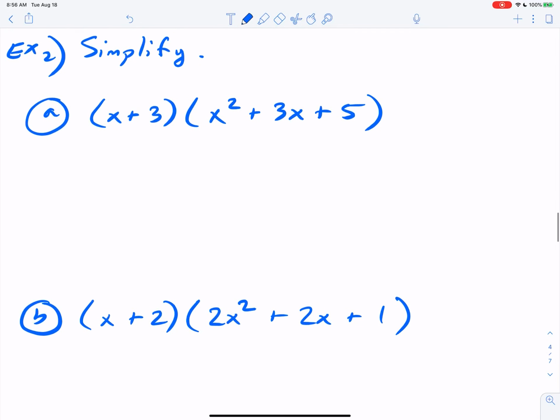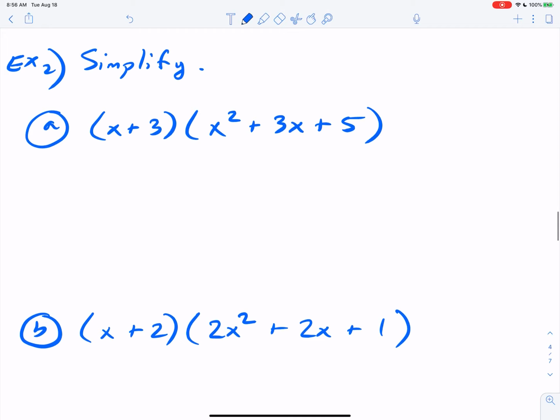Now, here's example 2. This one's a little bit different because now you have a binomial multiplied with a trinomial. Okay? Most people like to use the area model because there's a lot going on. But that doesn't mean you can't use the distribution model, okay? Distribution model, you would just have to be super organized. You would have to, I'll show you the arrows here.